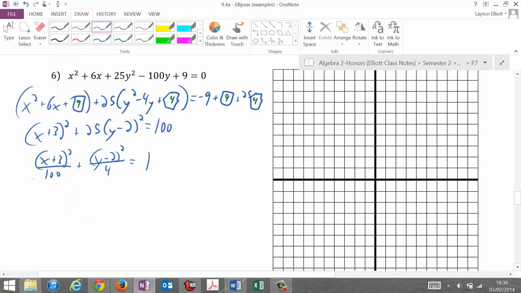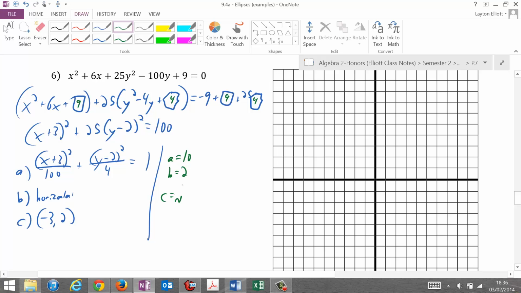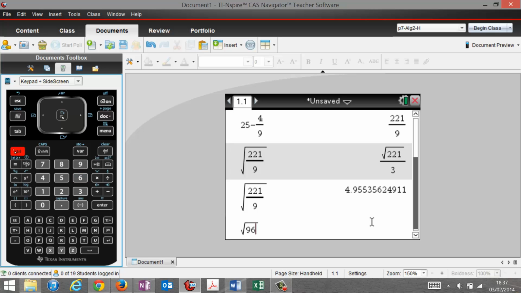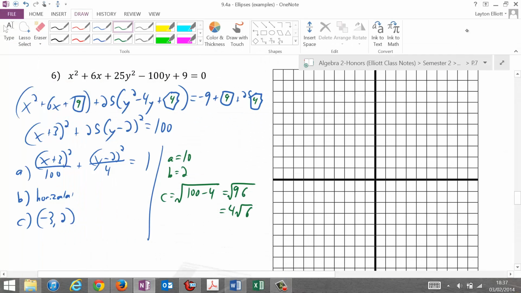And let's see, so that's my graphing form. It's going to be horizontal, and the center is going to be at negative 3, 2. If I do a little sidebar here and say that A is equal to 10 and B is equal to 2, then C is going to be equal to the square root of 100 minus 4, which is 96, square root of 96. 96 is 16 times 6, so that is 4 root 6. If I just calculate the square root of 96, I get 9.8.